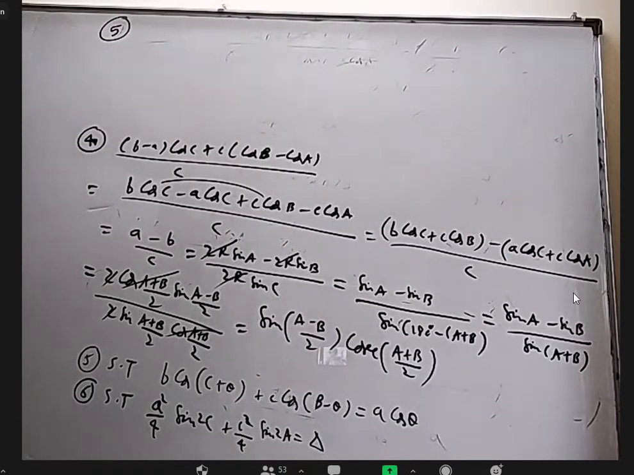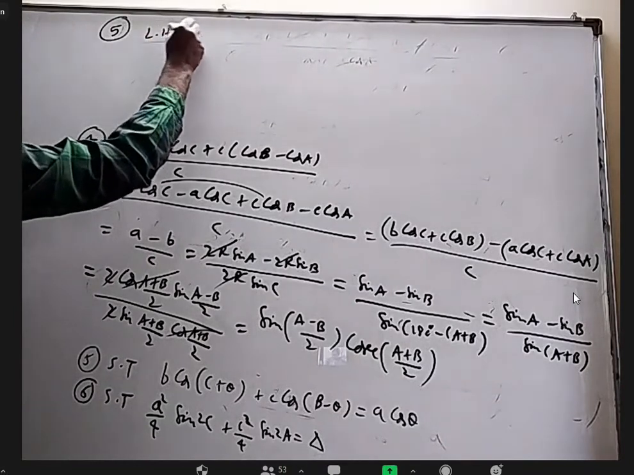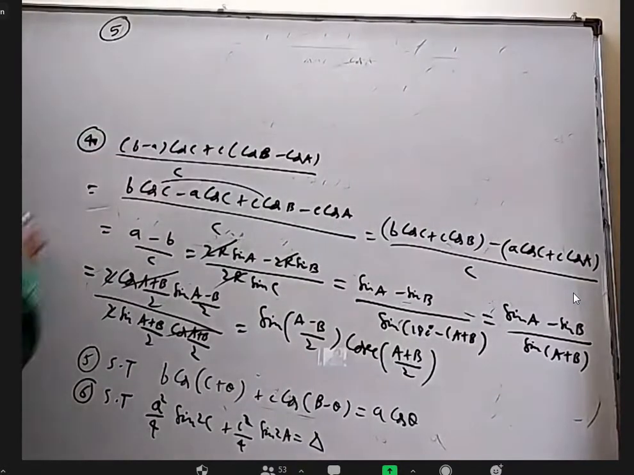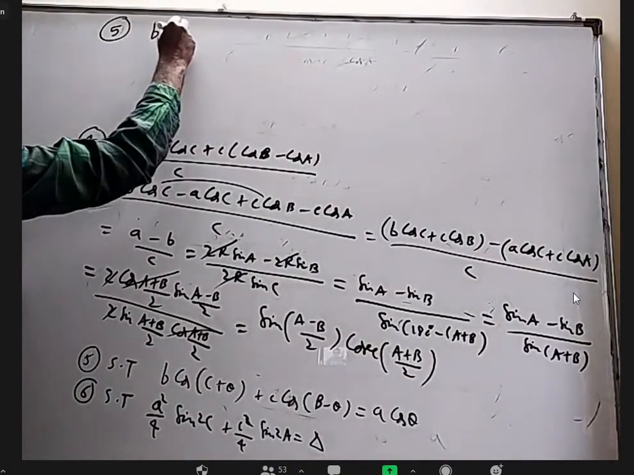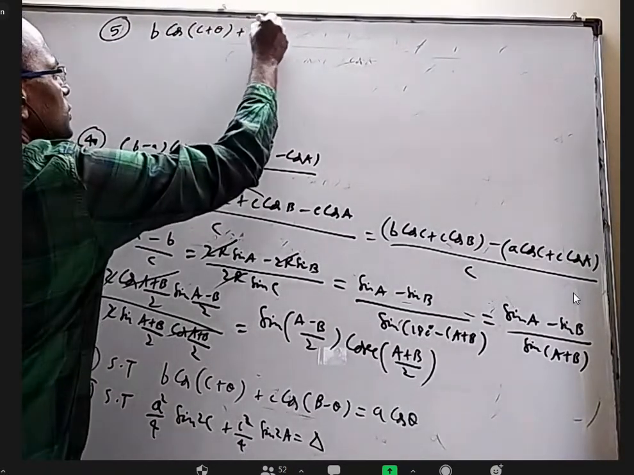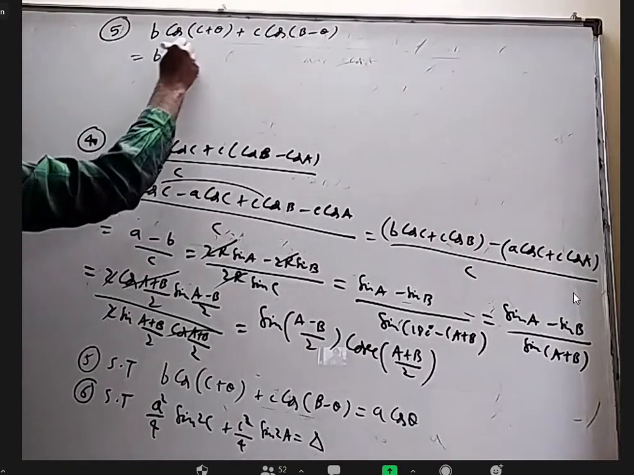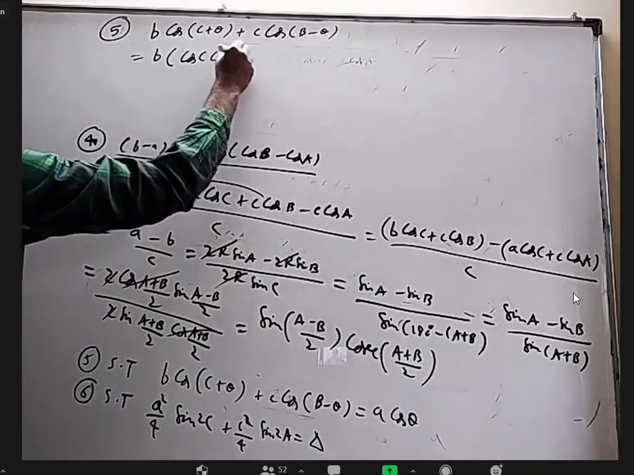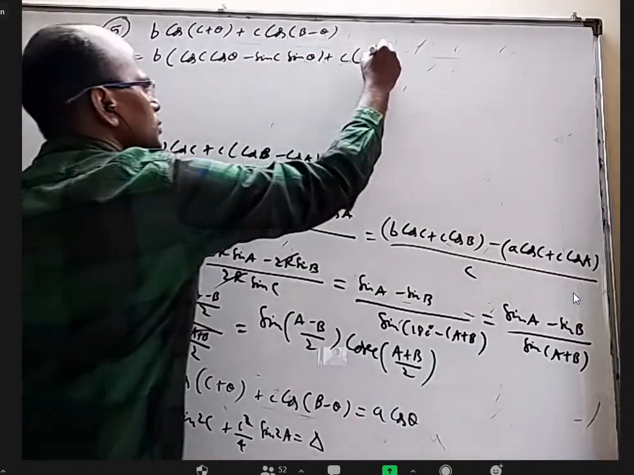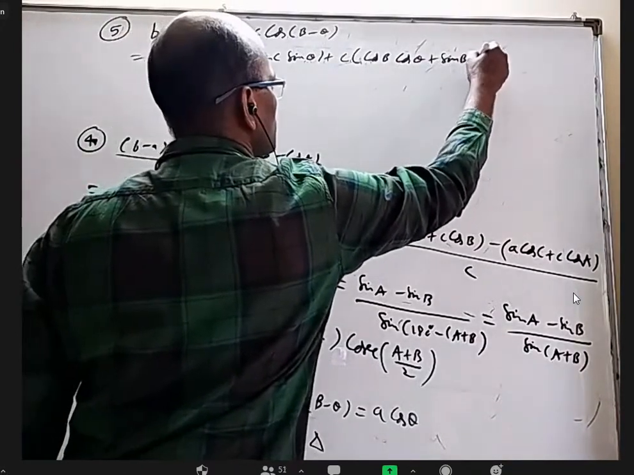Okay, I don't think fifth one is very difficult. Expand LHS, I think will come. B cos (C plus theta), C cos (B minus theta). And expand: this is cos C cos theta minus sin C sin theta. This is cos B cos theta plus sin B sin theta.